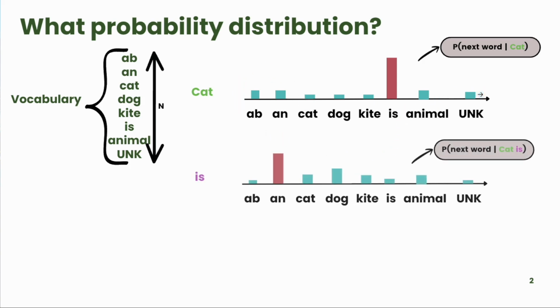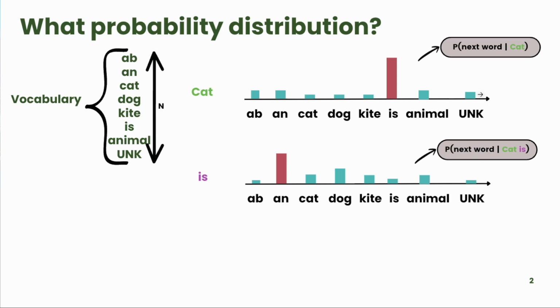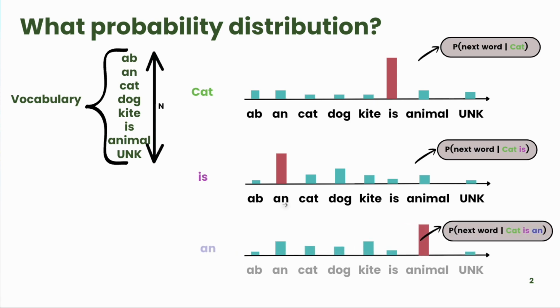Then the next part would be the probability distribution for the next word given the sequence cat is. So initially we only had the word cat, as you can see here. Now we have added is to it. So here we would expect that the probability would be high for the word an, and for all the other words the probability would be low. And the same we do for the word an. Right, so the word an, when we append that to cat is, then we'll have a distribution over the next word. In this case, the probability for the word animal should be the max.